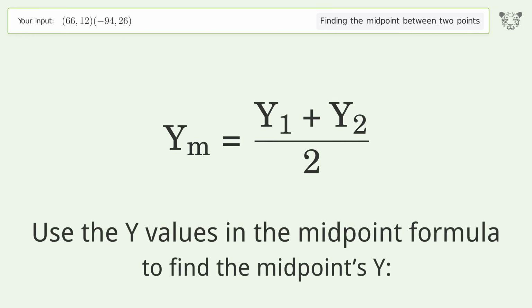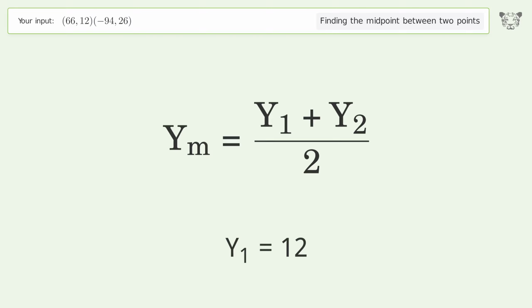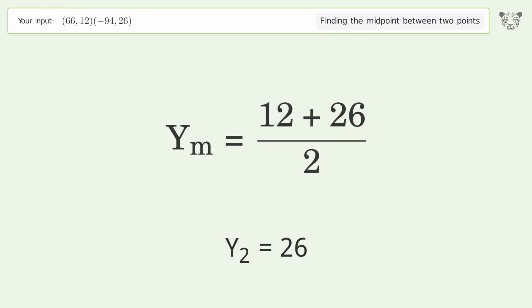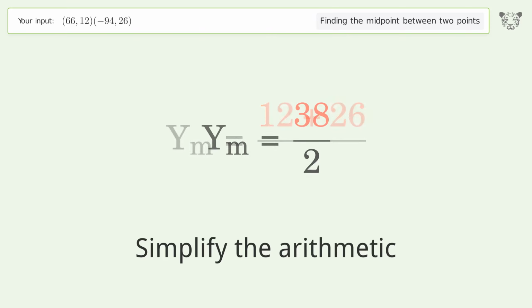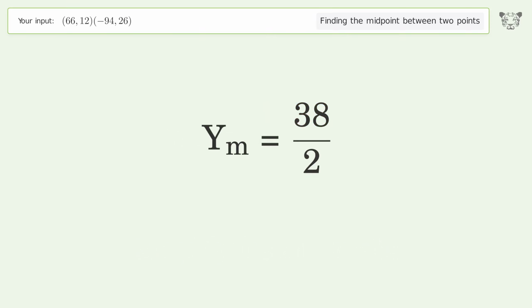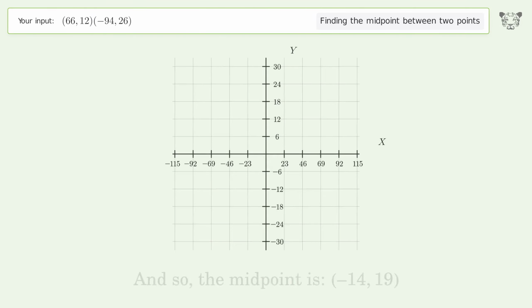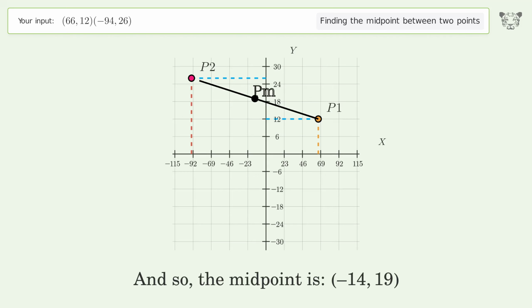Use the y values in the midpoint formula to find the midpoint's y. y1 equals 12. y2 equals 26. Simplify the arithmetic. And so, the midpoint is negative 14, 19.